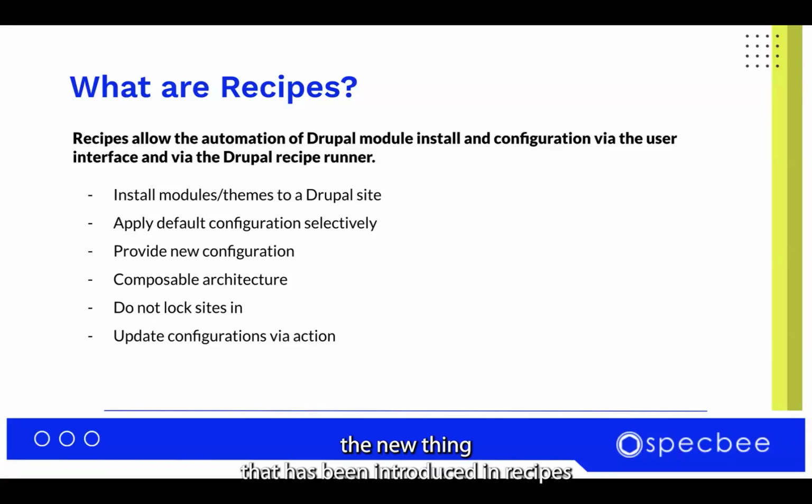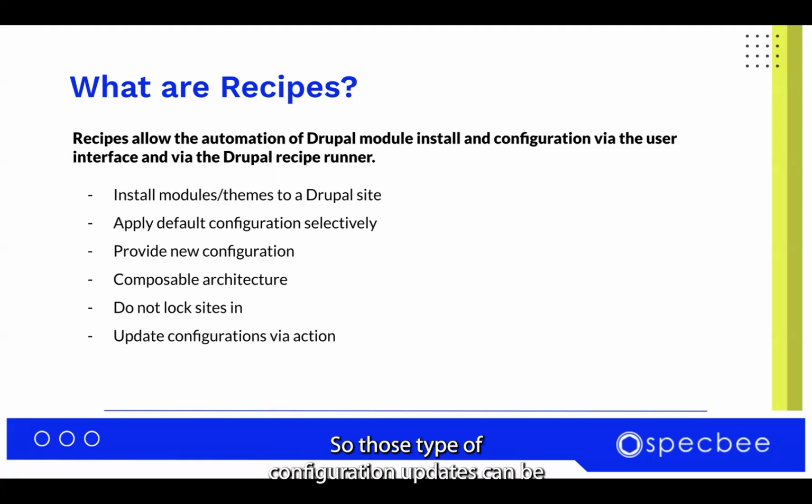And lastly, the new thing being introduced in recipes is updating configurations via actions, which you'll see in a bit. So what are actions? Basically, you can alter or update configurations which are provided by modules. For example, let's say a module provides a hide seconds setting. By default, the hide seconds value or flag is set to true. But when I apply the recipe, that value has to be set to false.